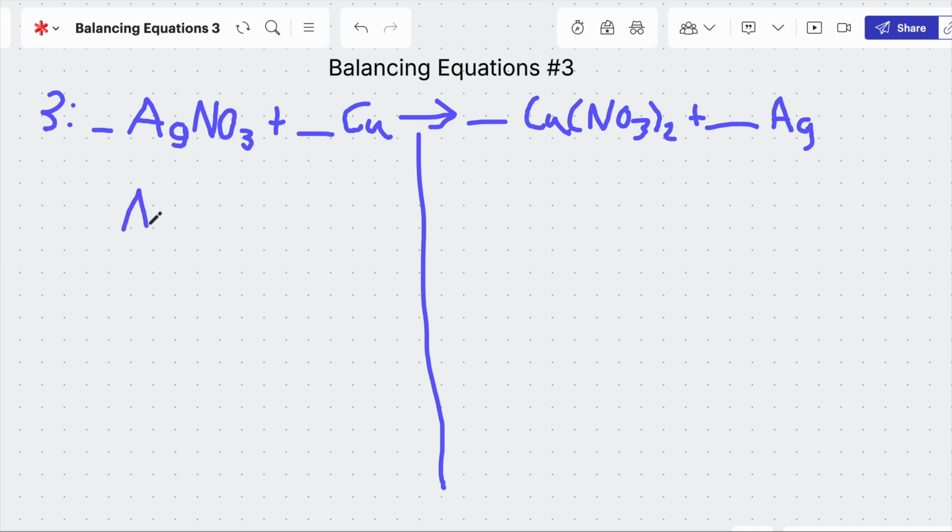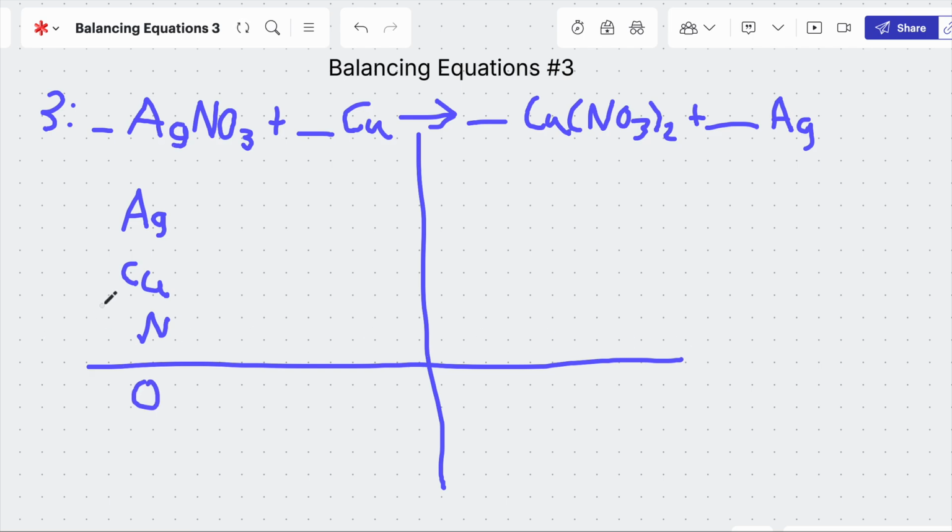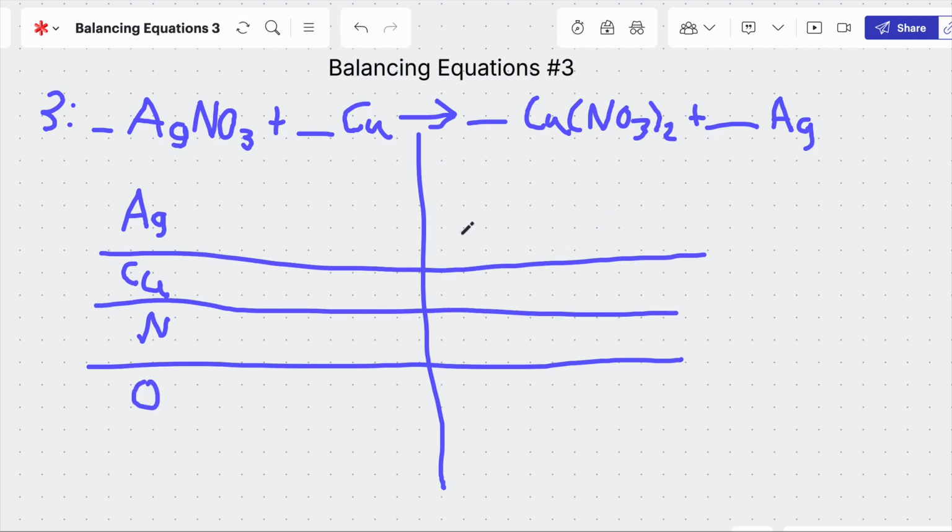We got Ag's, we got Cu's, we got N's, we got O's. Awesome. Okay, that's a very tight chart, but we'll make it work. Okay, now to the counting.